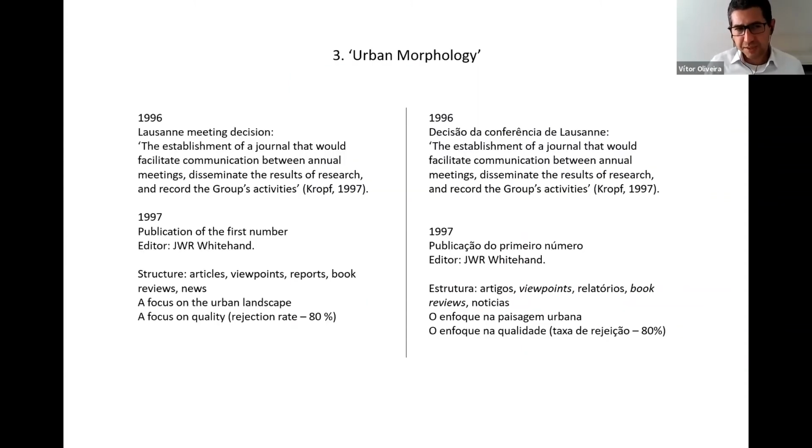And even more visible, he has been the founder and the editor of the journal Urban Morphology, which is the main journal in the field. He was the editor of the journal from 1997 until very recently, until 2019.